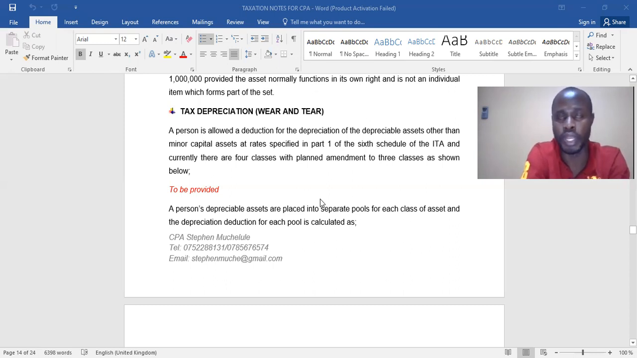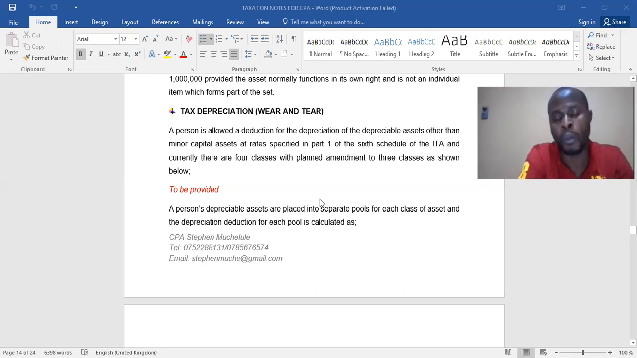We said that when a person has depreciable assets, those assets are placed in a pool of assets in 4 classes: class 1, class 2, class 3, class 4. Class 1 is 40%, class 2 is 35%, class 3 is 30%, class 4 is 20%. Class 1 is computers and data handling equipment. For class 2, we have automobiles, buses and minibuses with capacity of less than 30 passengers, goods vehicles with a load capacity of less than 7 tons, and earth moving equipment.